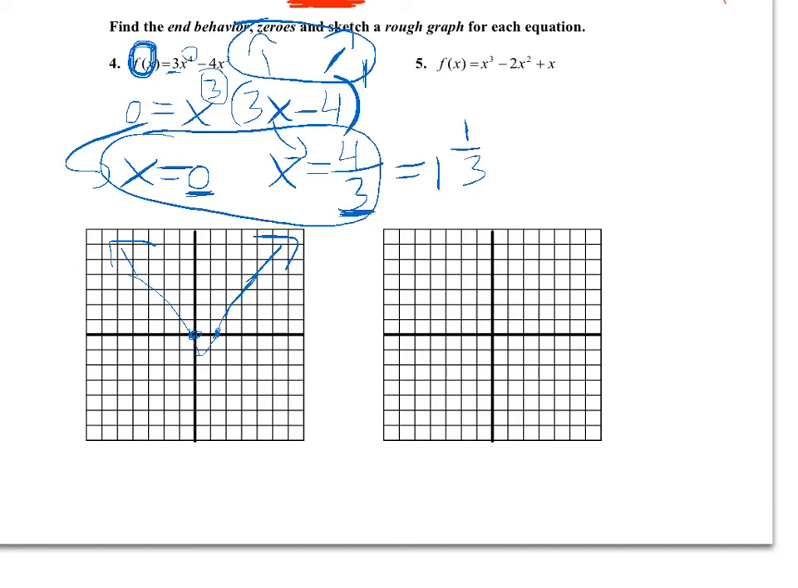And I know this is a little sloppy, a little ugly. I don't care. It's just a rough sketch that we're coming up with. And to get that rough sketch, if you know the end behavior, you know the zeros, and you know how the graph behaves at the zeros, whether it bounces or whether it goes straight through, then you have the rough graph. Okay, so right now, put it all together, get number 5, and follow those 3 steps, and you're good to go.